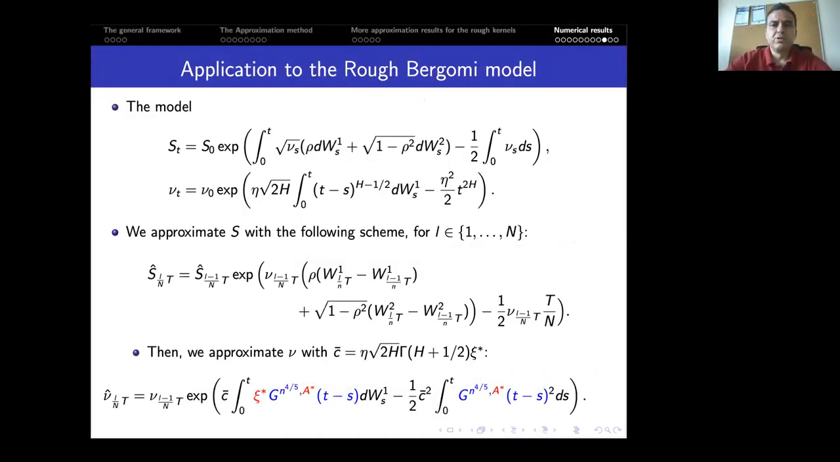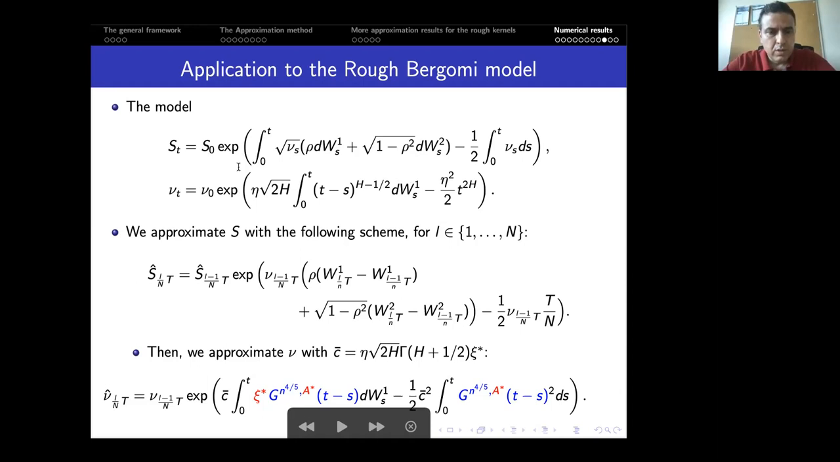So let me now turn to the financial application. We have in mind to apply this to the rough Bergomi model. So let me recall the rough Bergomi model. We have the stock price that satisfies this exponential dynamic, where the volatility nu s is an exponential of this stochastic integral we approximated before. And here we can consider a correlated Brownian motion, which means that there is a correlation rho between the noise of the volatility and the noise of the stock price.